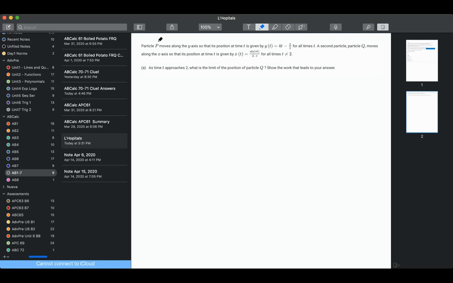So here we're given some information about a particle moving along the y-axis with this equation. A second particle moves along the x-axis with this equation for all times t not equal to 2. But now they've told us time is approaching 2. What is the limit of particle q? So I'm going to find the limit as t goes to 2 of sine pi t over 2 minus t.